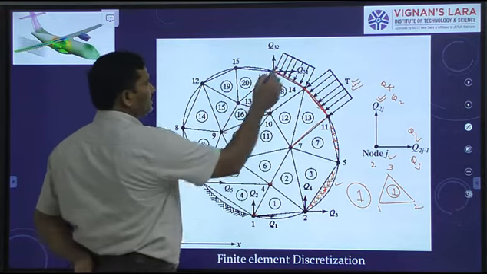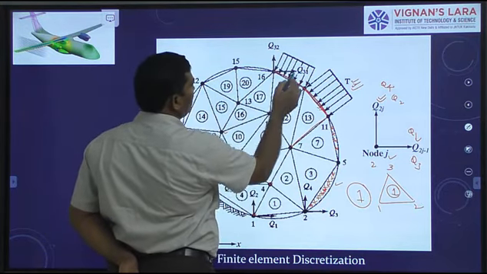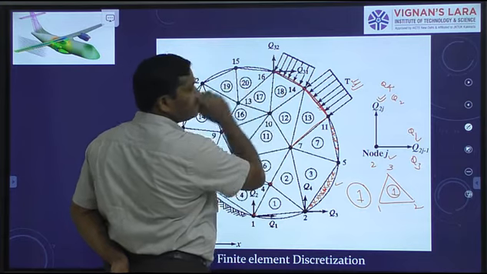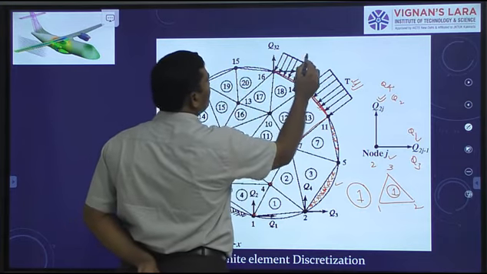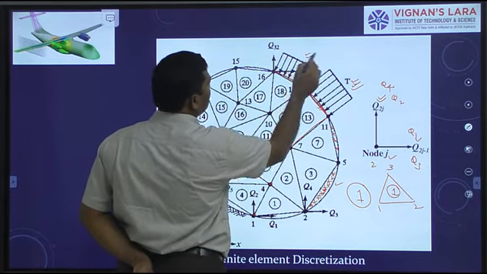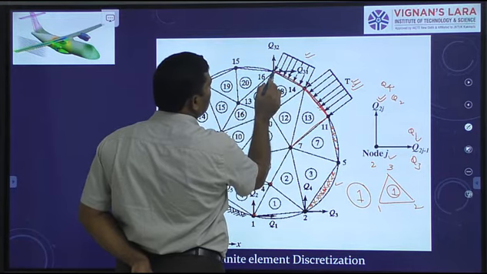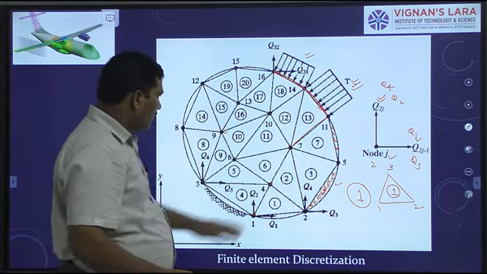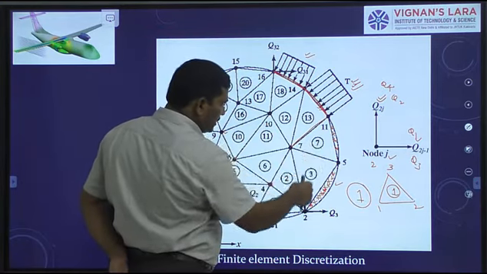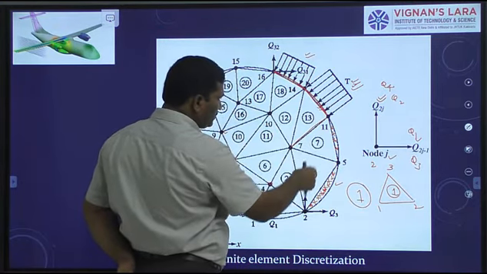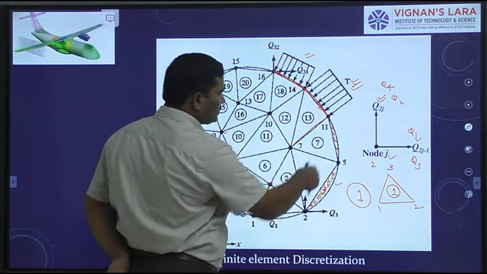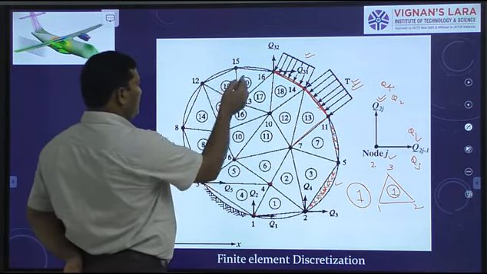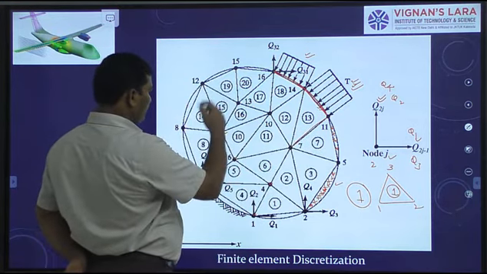And similarly here, this is also surface traction applied on some part of the boundary of the solid, where you can consider this traction on the corresponding side of the triangle near the boundary. And these two triangles, if you see, do not suffer from traction. And these triangles, you see, they do not suffer from traction.